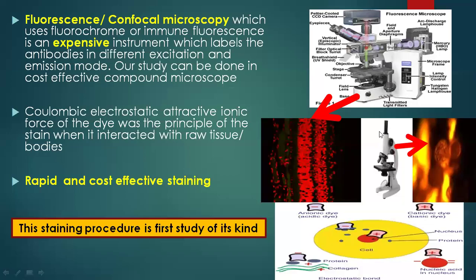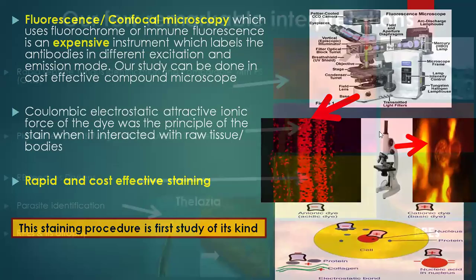Now, what is the thought process behind it? Whenever you tag a tissue with a fluorescent dye, it is seen in confocal microscopy, which can cost up to crores of rupees in Indian currency. Whereas our study was done in a cost-effective way. An instrument costing a few lakhs of rupees was used. Even a 20,000 rupee instrument can pick up those fluorescent stains, and this staining procedure is the first of its kind.